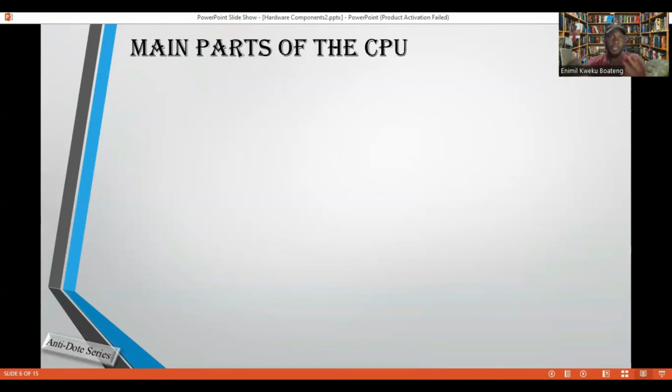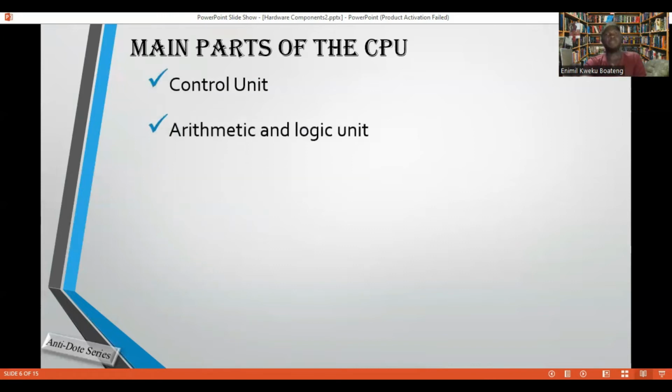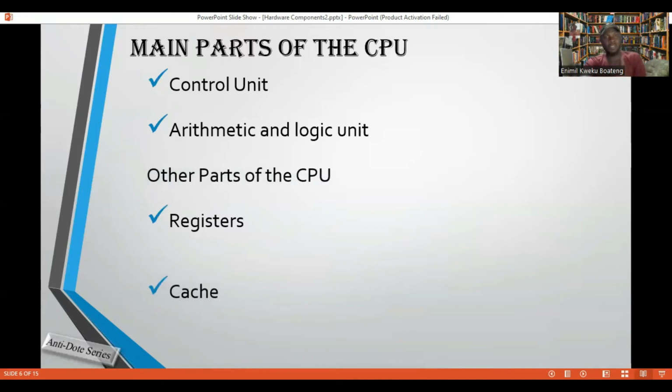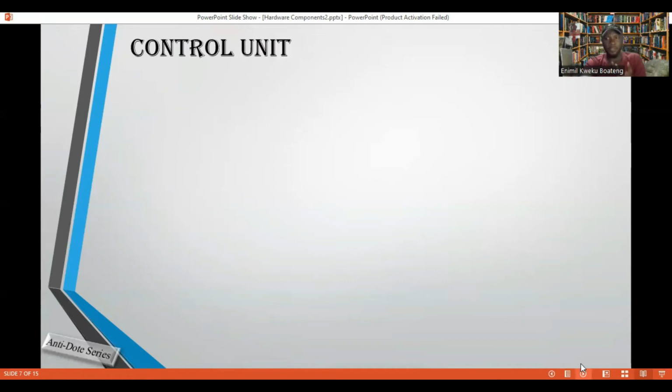So this CPU has parts. The main parts are the control unit and then the arithmetic and logic unit, or the arithmetic logic unit. It has other parts as well: registers, cache, buses.